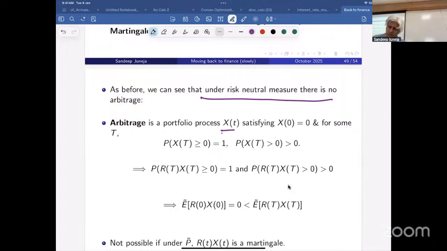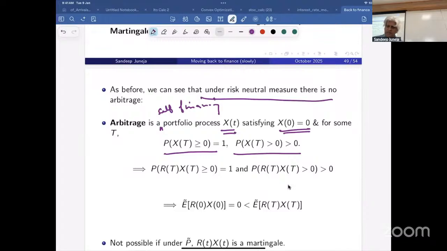So to see that, suppose we have a portfolio process. Let's define arbitrage. It's a self-financing portfolio process which starts with zero wealth. You can write that down in your notes. And then at time big T, you have non-negative wealth with probability 1 and positive wealth with positive probability.